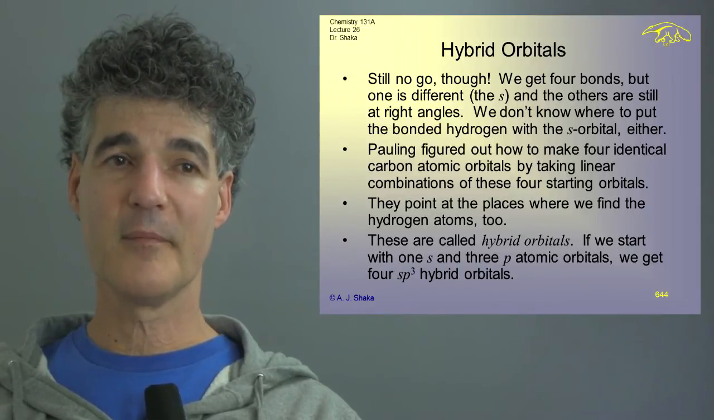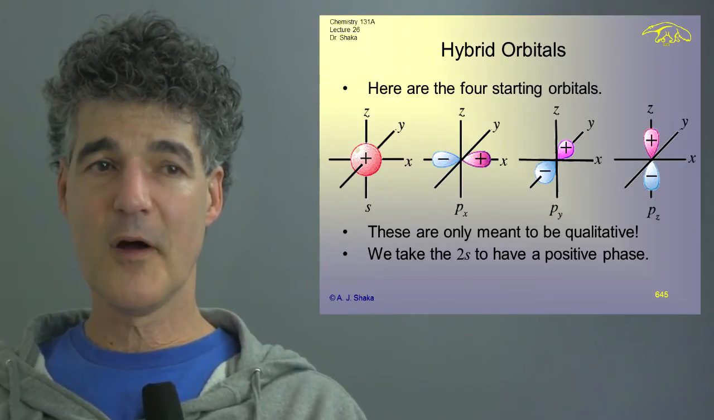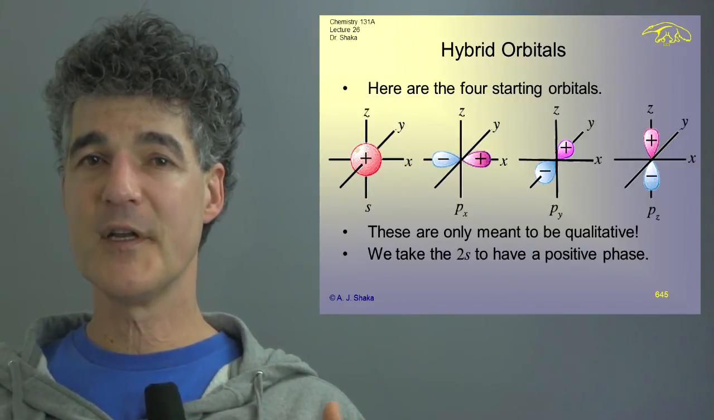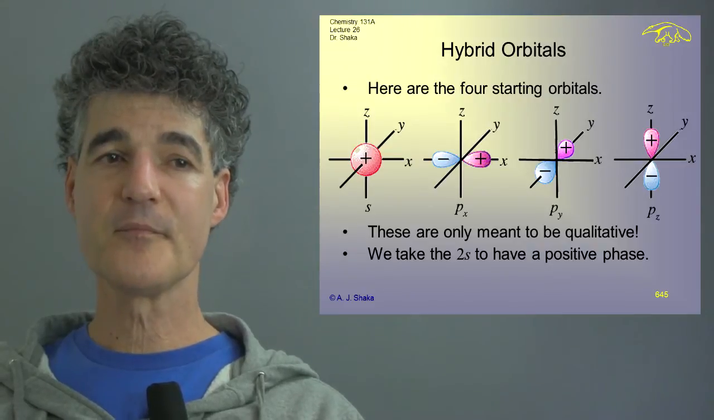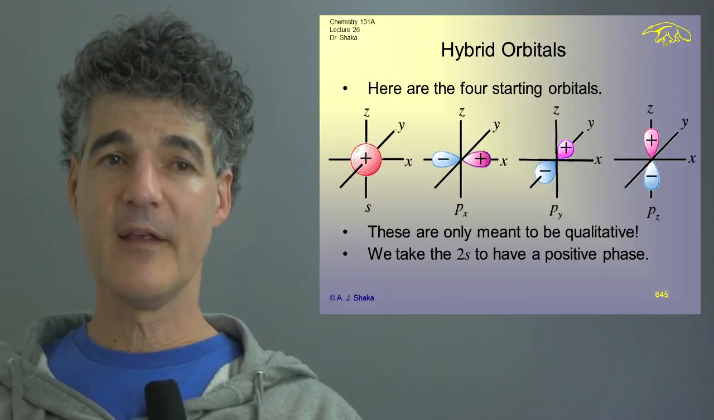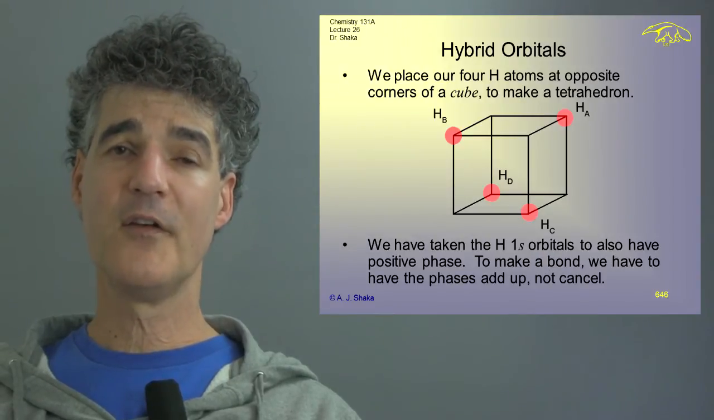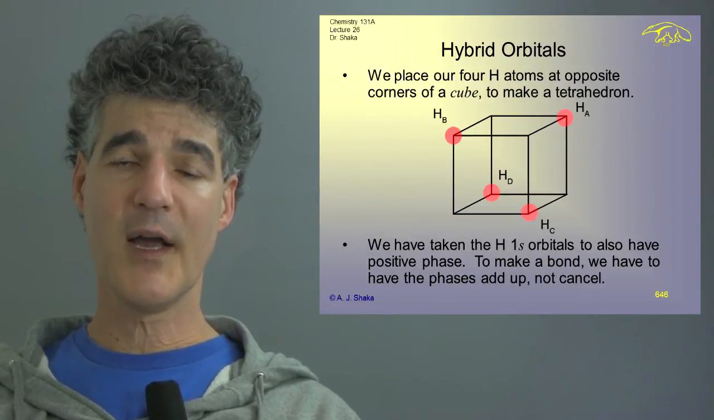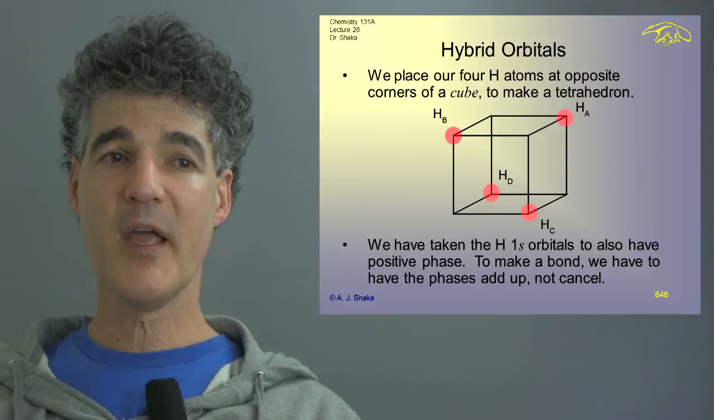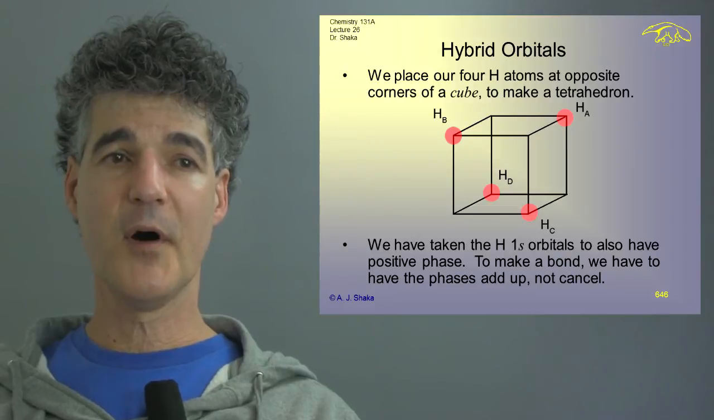So let's have a look then. Here are the 4 starting orbitals. These are not meant to be quantitative in any way. These are just drawings. But there's a round one and there's 3 dumbbells at right angles. And I've taken the 2s to have positive phase, so I've colored it red, and the others have positive and negative phase, as shown. And now what I want to do is I want to put the hydrogens where I know they are, because I know it's a tetrahedron, and then I want to figure out how to make 4 orbitals, one of which points at each hydrogen to make a bond.